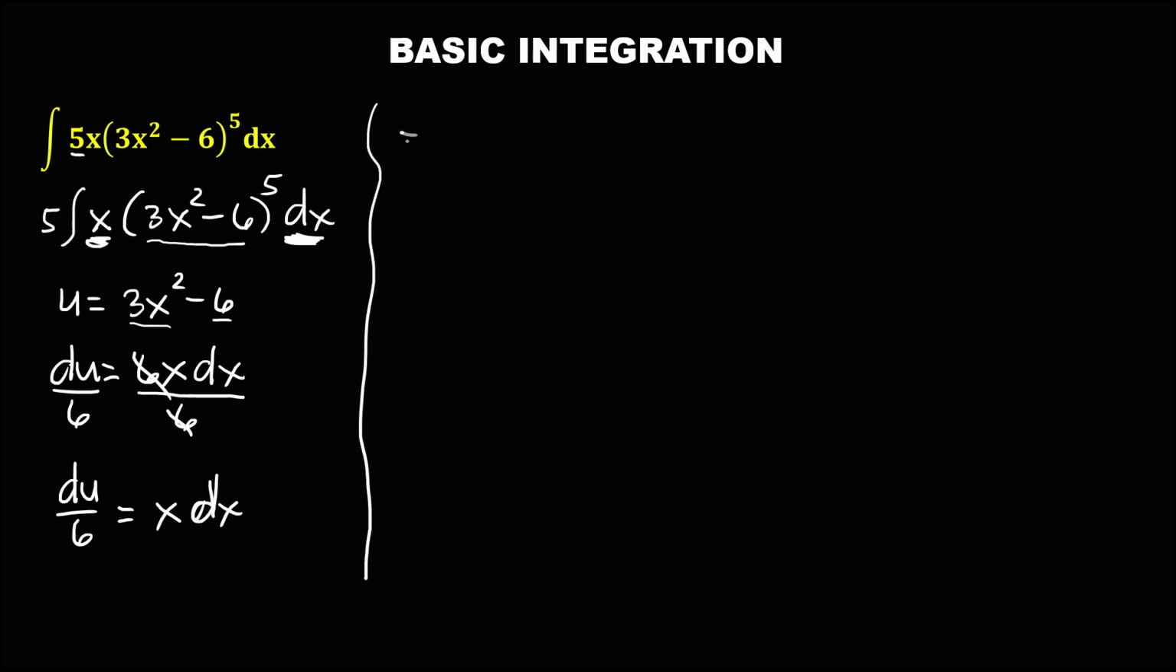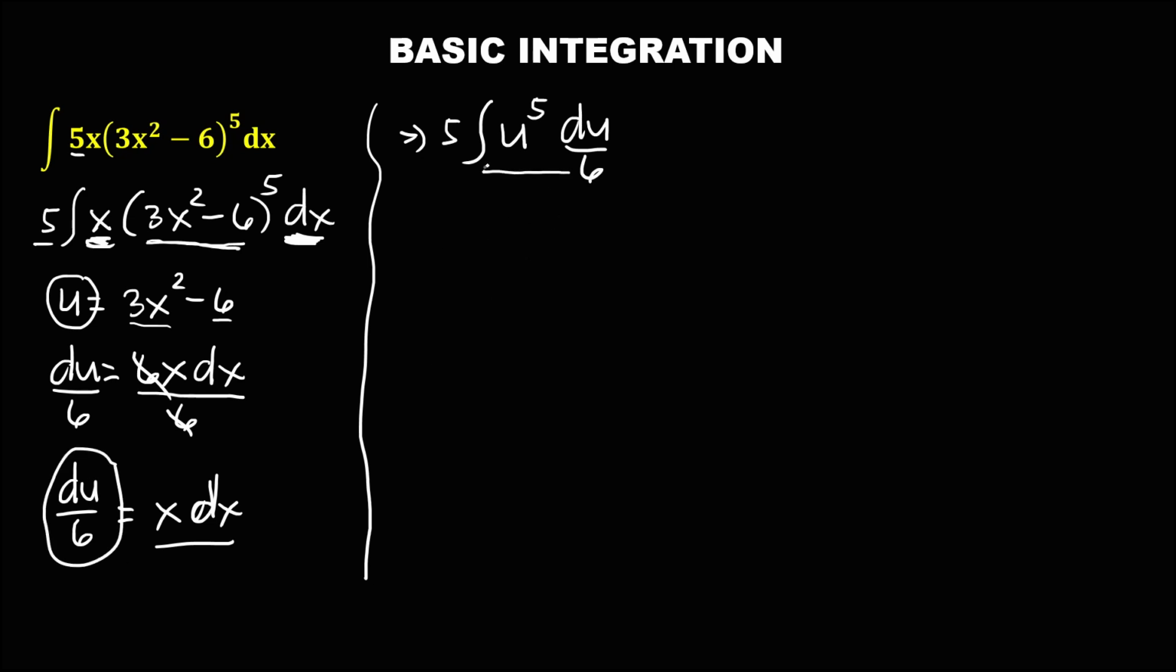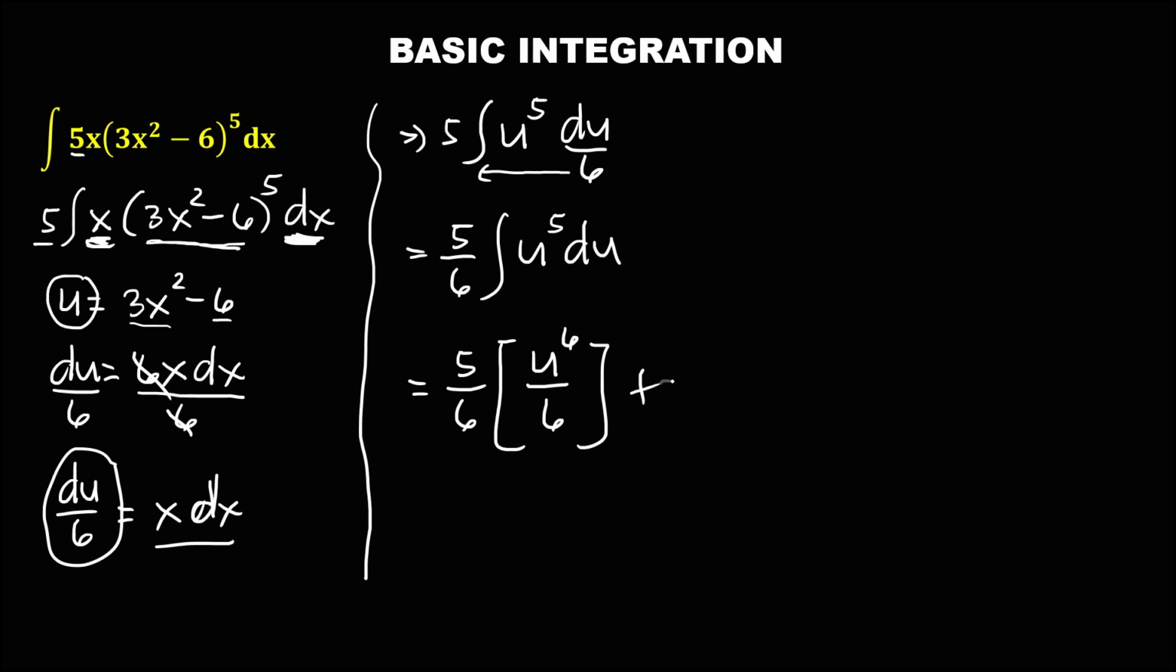Then using now the u substitution, so we have this 5, then the integral, so this 3x squared minus 6 is equal to u, so this is u to the power 5, and x dx is equal to du over 6. Then put now this denominator 6 outside, so this becomes 5 over 6, then the integral of u to the power 5 times the du. So apply now the formula, so plus 1 for the exponent, so we have 5 over 6 times, this is u to the power 6 over 6, then plus c.